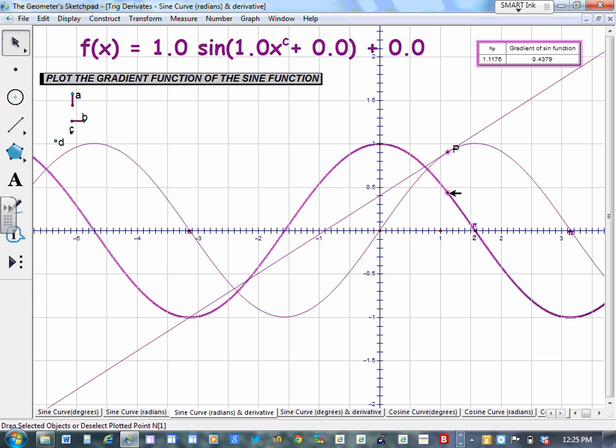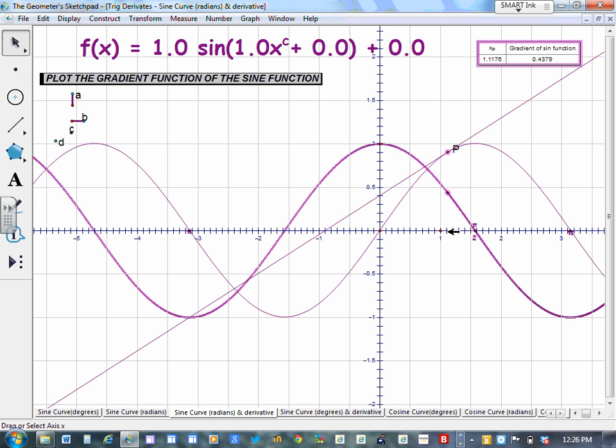So what is being mapped out or plotted on this new curve? As you can see here, the y value of this point is approximately 0.4. It is the gradient or slope of the tangent at an x value here of 1.176.